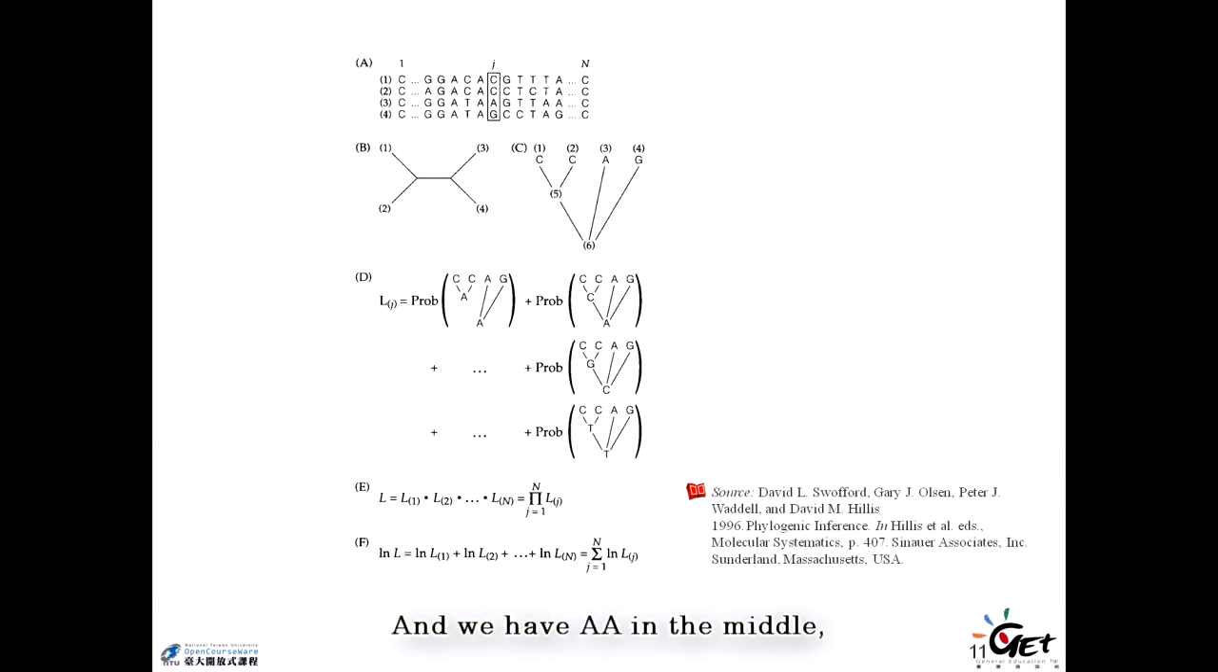And we have AA in the middle, TLGG at the end of the formula right here. This is character number 5 right here. And the overall likelihood will be L1 times L2 until Ln. And for calculation purposes, we'll take the log of this value, and we'll compare the log for the chi-square test to see if one is better than the other.